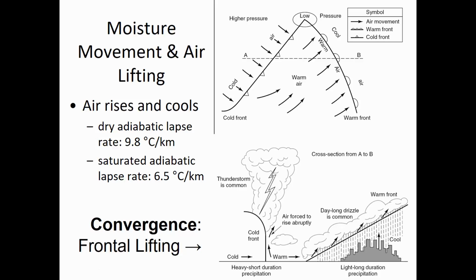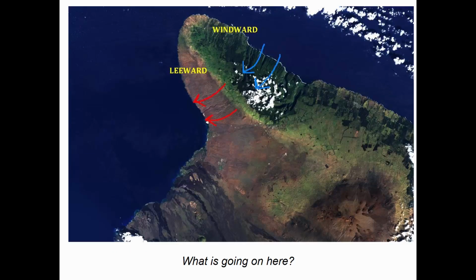Okay, so it rains when air is lifted. One reason air is lifted is when fronts collide. There's another reason, and it's illustrated by this picture. This might be Hawaii. Yeah, I think that this is Oahu.